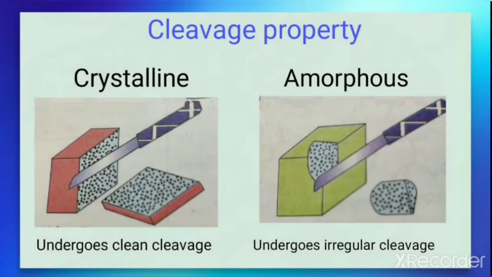Let us discuss its cleavage property. When we cut the crystalline solid with a sharp-edged tool like a knife, we can see that it gets into two pieces with a clean cleavage. But in amorphous, when it is cut with the knife, we will not get a clean cleavage but an irregular cleavage. That is also due to its structural arrangements.